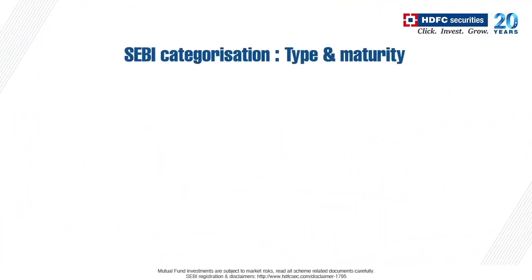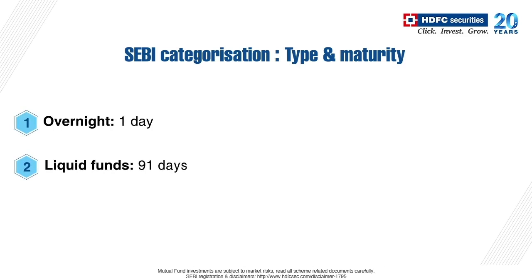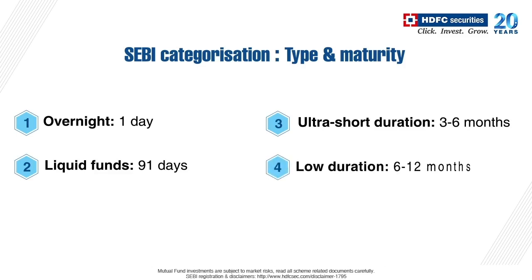The first four categories of debt mutual funds are overnight funds, investing in securities with one-day maturity, liquid funds, investing in securities with 91 days maturity, ultra-short duration funds, investing in securities that have MD between 3 to 6 months, and low duration funds, investing in securities with 6 to 12 months MD.